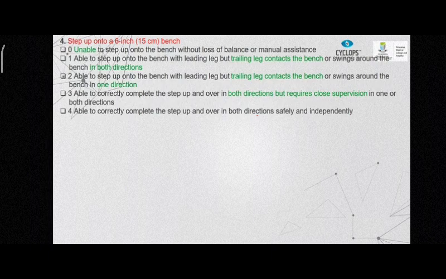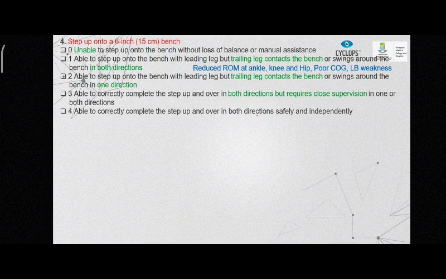The score is 2. The score will be 3 if he is able to complete the step with close supervision, and if he is able to correctly complete it without any supervision, then the score will be 4. So if the reading is 0 or 1, the patient might have reduced range of motion at the ankle, hip, and knee, poor control of the center of gravity, and lower limb weakness.